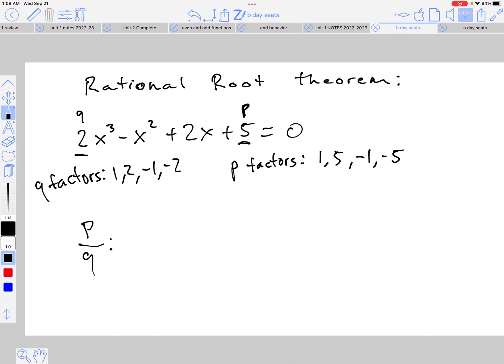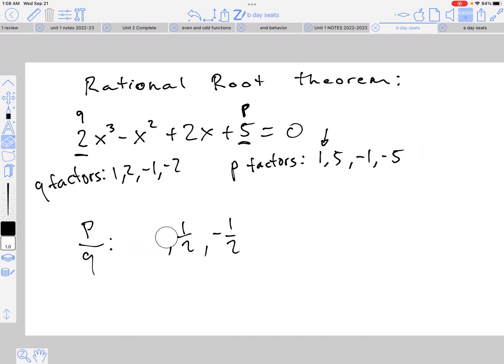All right, so I'm going to start with this 1, and I'm going to divide it by all 4 numbers. So 1 divided by 1 is 1. 1 divided by -1 is -1. 1 divided by 2 is 1/2. 1 divided by -2 is -1/2. All right, so if you notice, for every positive rational, we will have a negative.